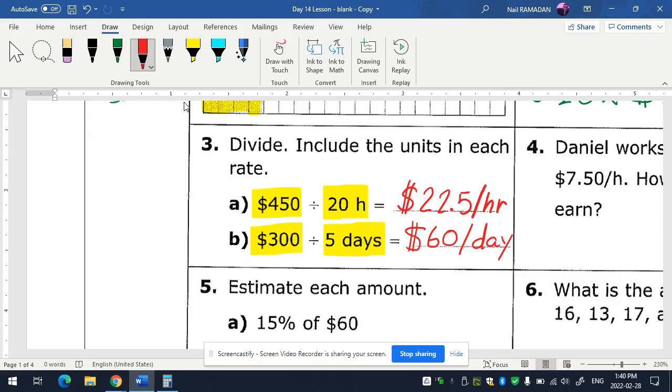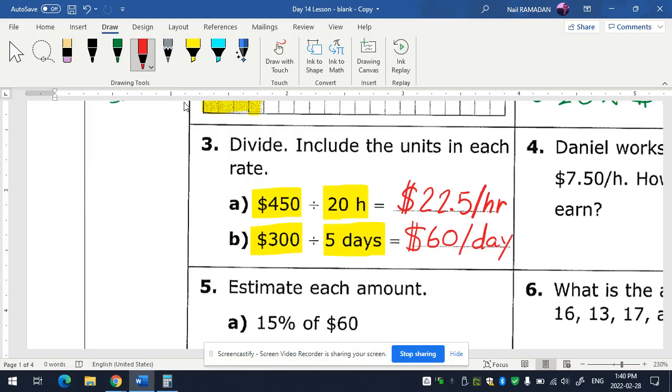By the way, just so you know, the fact that we're dividing 300 by 5 doesn't mean that you actually earned $60 a day for sure. All we know is, after 5 days, how much money did you make? After 5 days, you made 300.